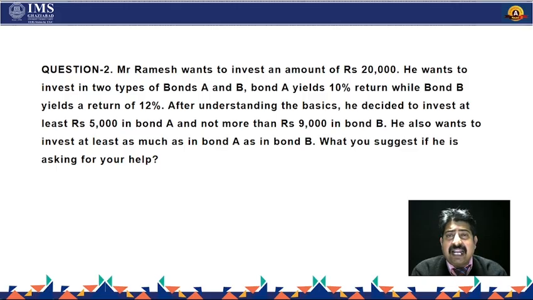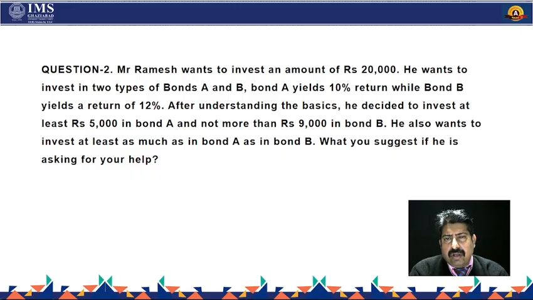And not more than 9,000 in bond B. What does it mean? In bond B, he is going to invest rupees Y, and Y can be equal to 9,000, but not more than that. This means Y is less than or equal to 9,000. So our first equation was X plus Y less than or equal to 20,000. The second was that X must be greater than or equal to 5,000, because the words at least are there. And the third is Y less than or equal to 9,000, because the words not more than exist there.